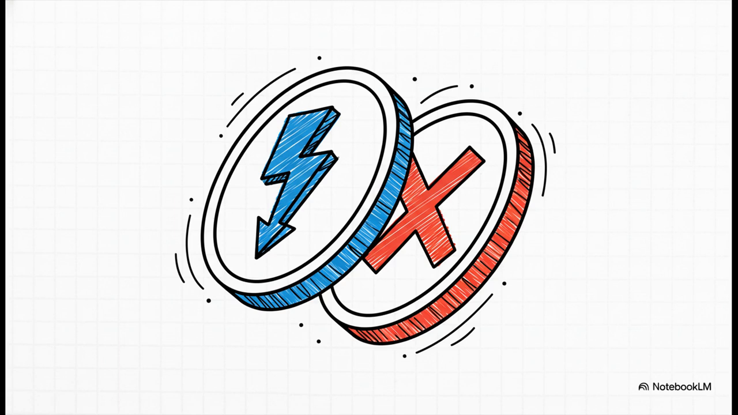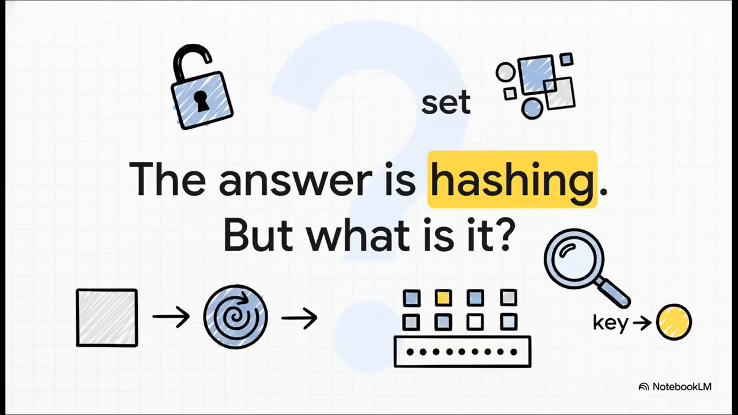And then there's the other side of that coin, right? The dreaded key error. You try to get something and it just instantly fails. Well, it turns out that that lightning fast success and that instant failure are deeply connected. So the answer to both, the incredible speed and the sudden errors, is this really powerful idea called hashing. It's the secret sauce not just for dictionaries, but for sets too. So what exactly is it?